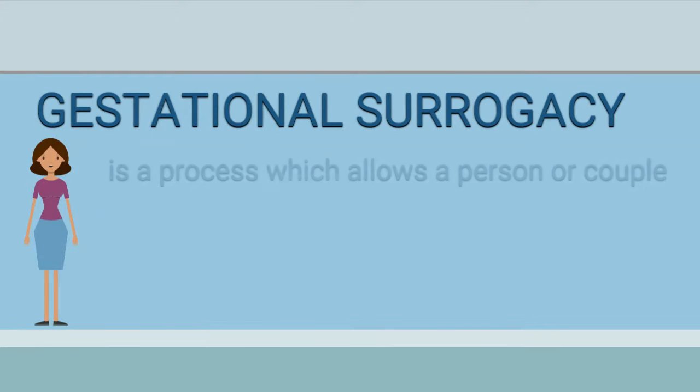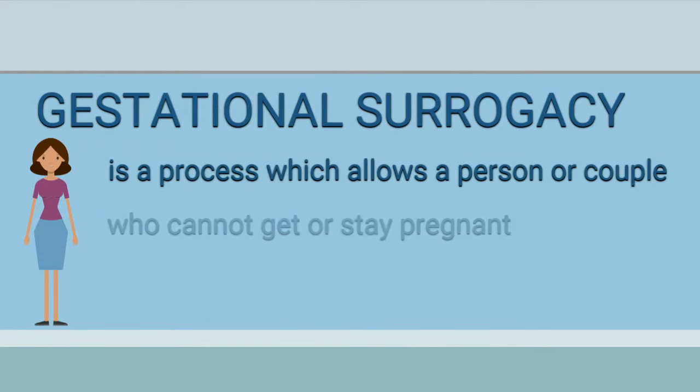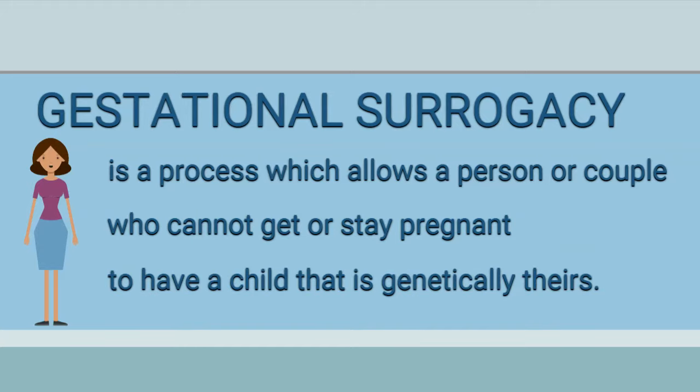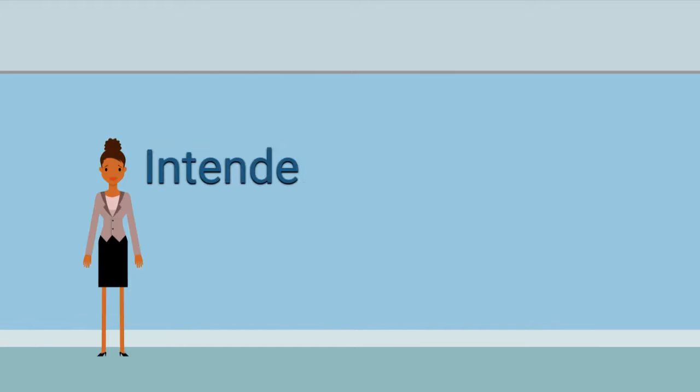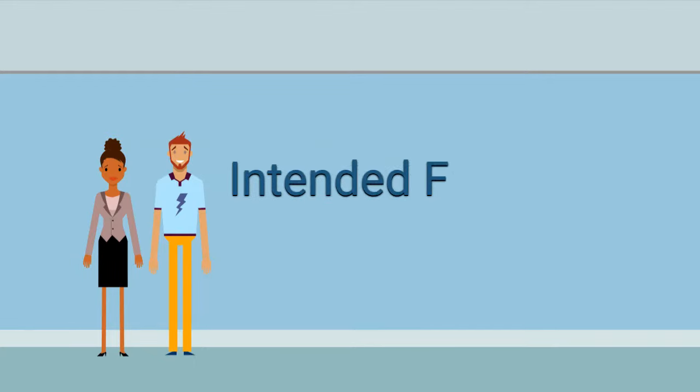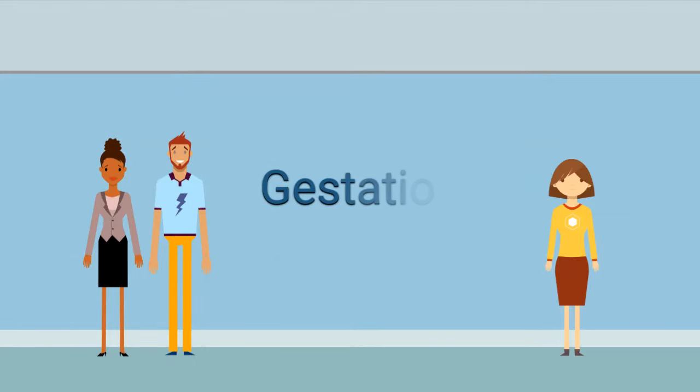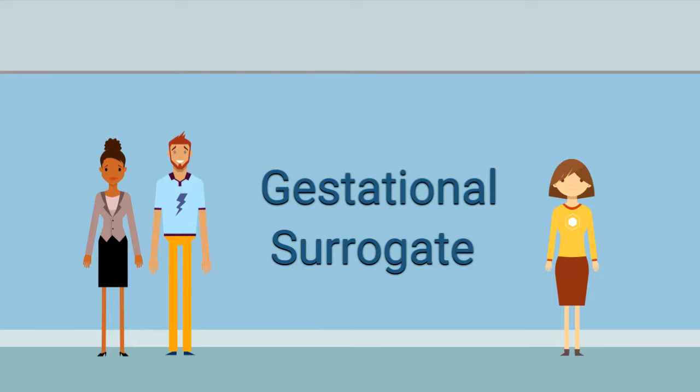Gestational surrogacy is a process which allows a person or couple who cannot get or stay pregnant to have a child that is genetically theirs. The people who plan to raise the child, called the intended mother and the intended father, work with a special and generous woman, a gestational surrogate, who agrees to carry their child for the period of gestation.